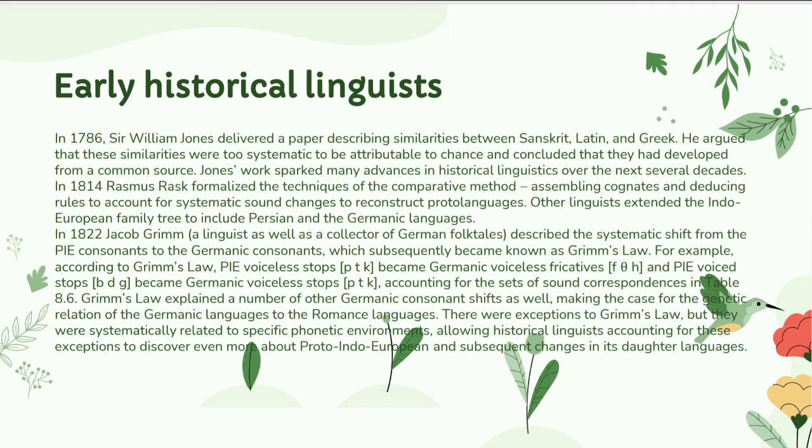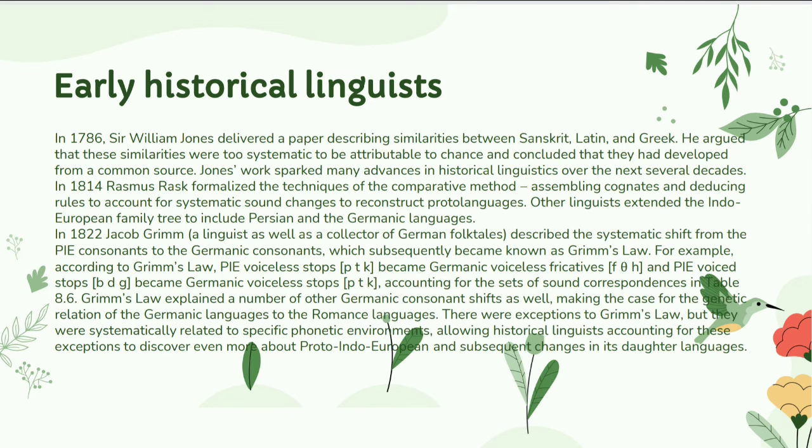My name is Salva and I would like to explain about early historical linguistics. In 1786, Sir William Jones delivered a paper describing similarities between Sanskrit, Latin, and Greek. He argued that these similarities were too systematic to be attributable to chance and concluded that they had developed from a common source. Jones's work sparked many advances in historical linguistics over the next several decades.